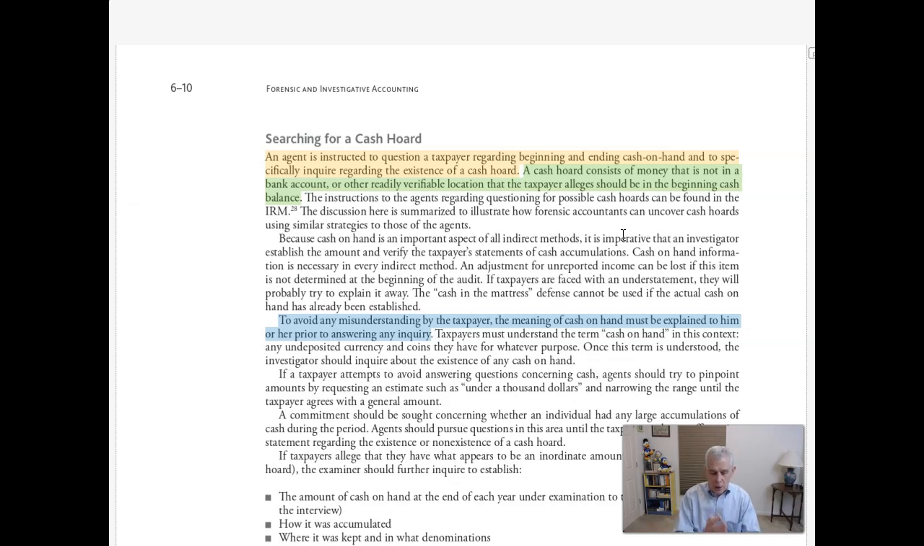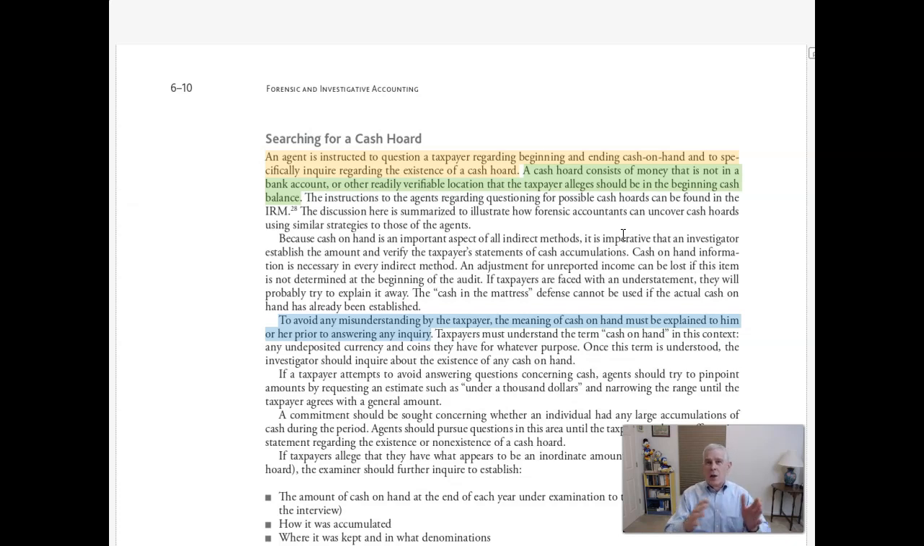Ask the taxpayer, do you have a cash hoard or not? The trouble is, the taxpayer might have a different definition of a cash hoard than the agent does. So the agent needs to make sure that the taxpayer knows the same definition the agent's using. If you just say, do you have any cash in your mattress back in your house? The taxpayer could say no, because the cash might be in a little vault, a safety box that they bought, or hidden in the backyard. So you need to ask, is there any cash anywhere that you have saved, put away, or whatever?